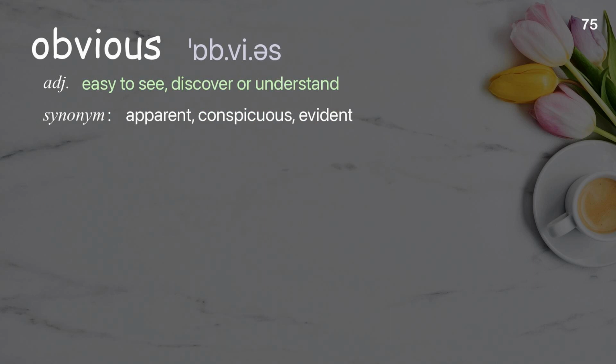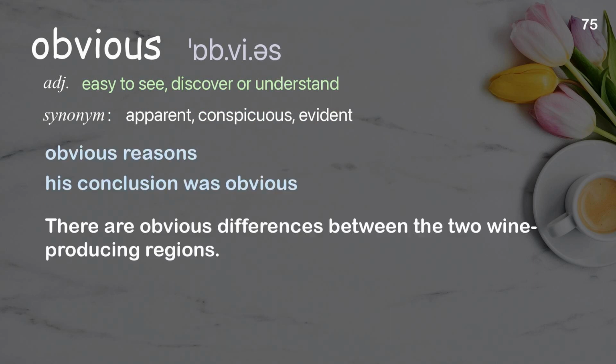Obvious: Easy to see, discover, or understand. Examples: Obvious reasons. His conclusion was obvious. There are obvious differences between the two wine-producing regions.